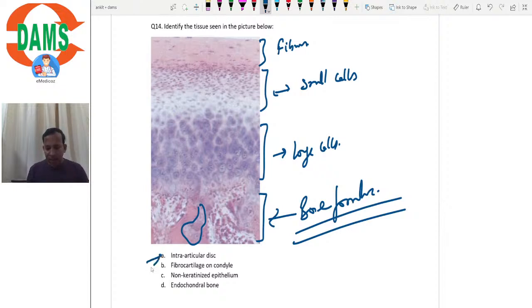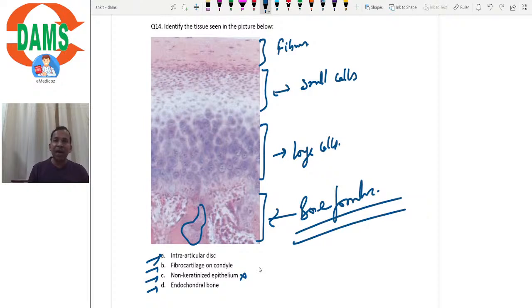Option A is intra-articular disc. Option B, fibrocartilage on the condyle. Option C is non-keratinized epithelium. Option D is endochondral bone. So we can easily rule out the epithelium part, isn't it? It is not epithelium, because we can see 4 different zones here.